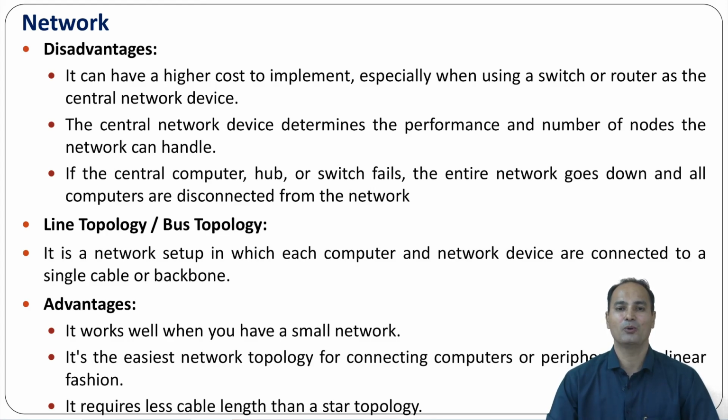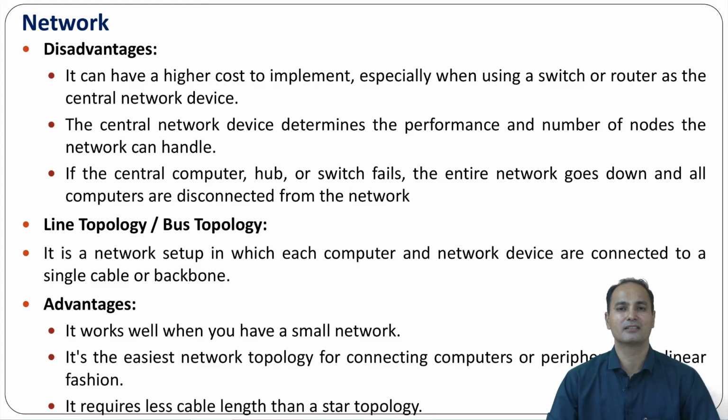If the central computer, hub or switch fails, the entire network goes down and all computers get disconnected from the network. This is the biggest limitation of star topology, as it is thoroughly dependent on the central device. If it fails, the whole network goes down.